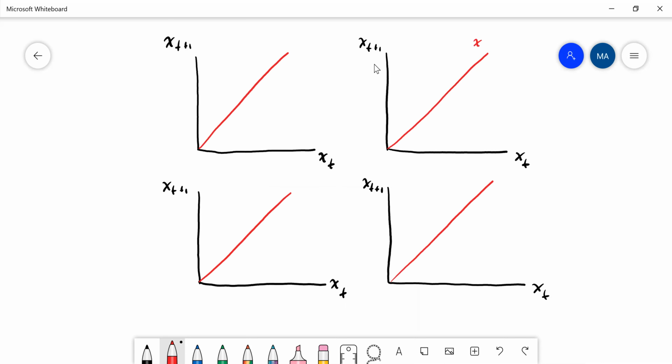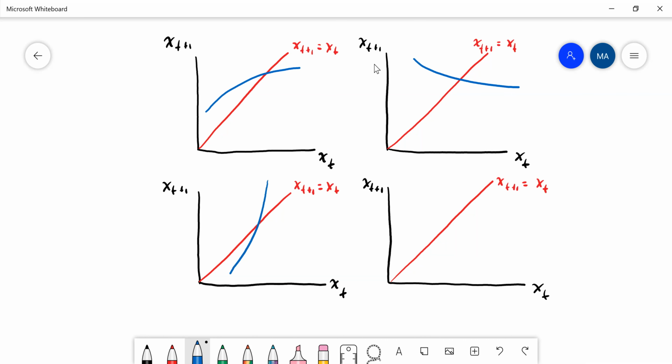These are 45-degree lines. Each of them has slope equal to 1. For each, there could of course be different cases, but one case would be like this. Another case would be like this. Another case would be like this. And yet another case would be like this. Now, these are Fs.